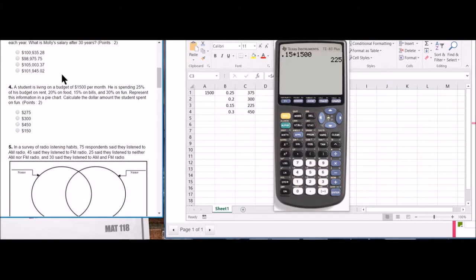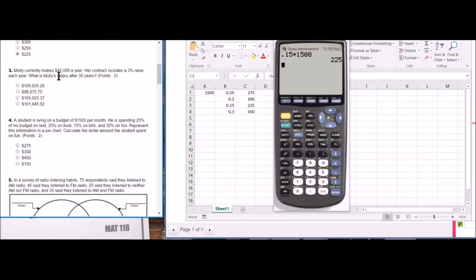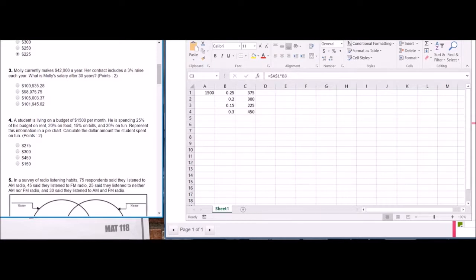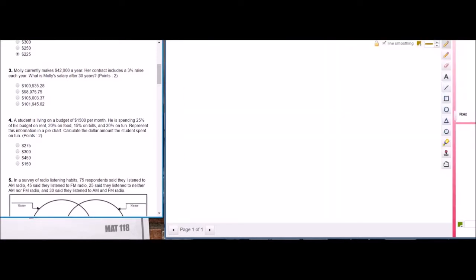All right, let's take a look at the next one. Molly currently makes $42,000 a year. Whew, man. Won't go there. Teacher's budget. Here, her contract includes a 3% raise each year. What is Molly's salary after 30 years? Ooh, after 30 years. 3% raise after 30 years. Let's take a look at what that means here.